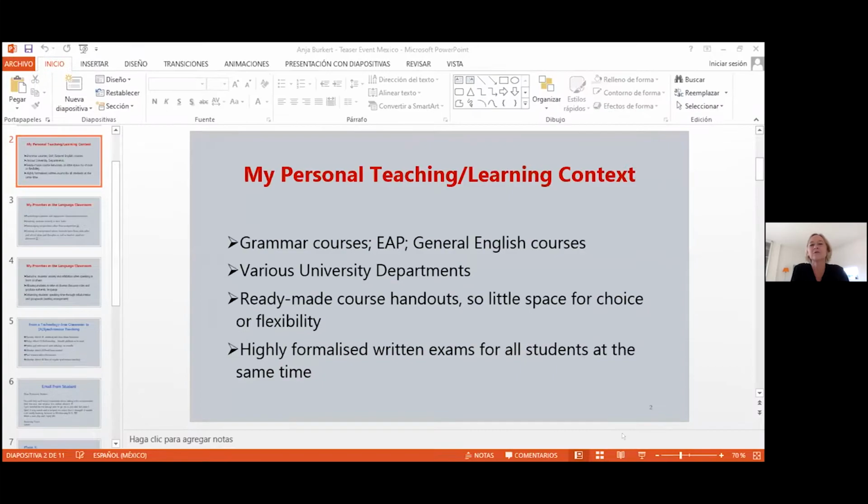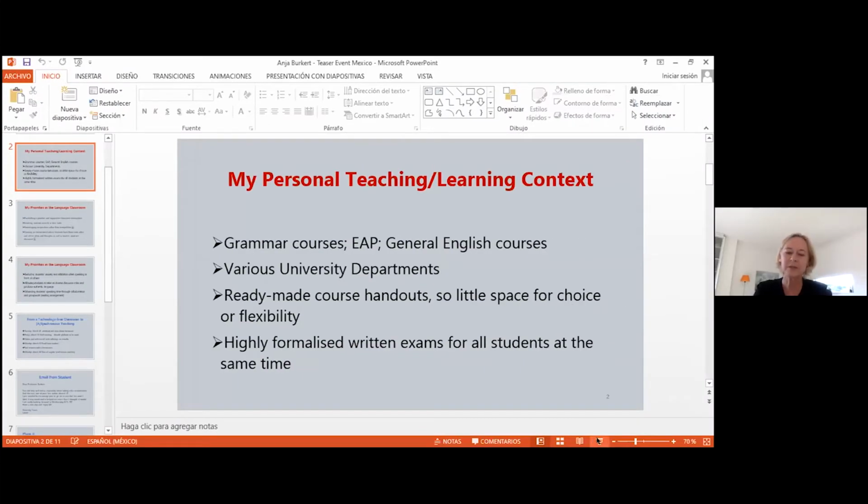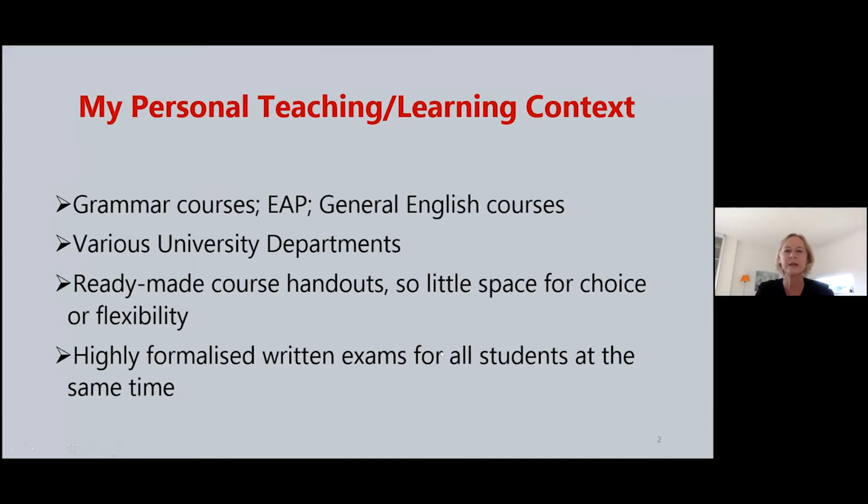I would like to focus on my courses at the English department because I've got 6 or 7 courses there. So my EAP and grammar courses are actually my main workload. In the English department, we've got lots of parallel courses, which means that we don't have a lot of flexibility and choice. We all work with ready-made course handouts, and we more or less work through these handouts during the whole semester, because students have to sit highly formalized exams, and they all have to take the same exam on the same day, at the same time.